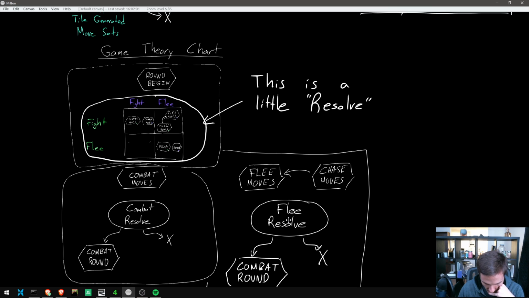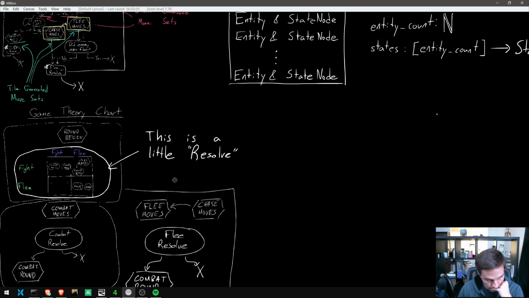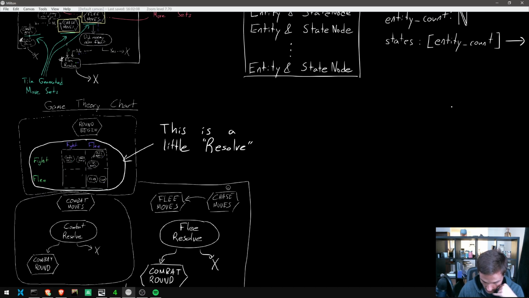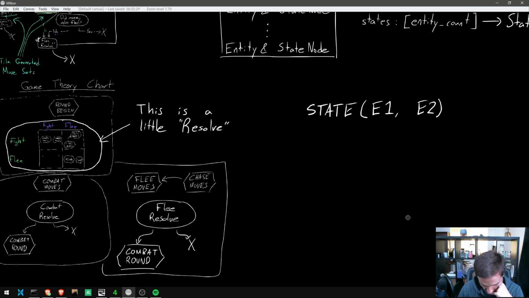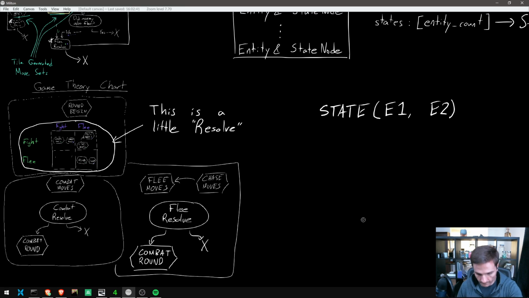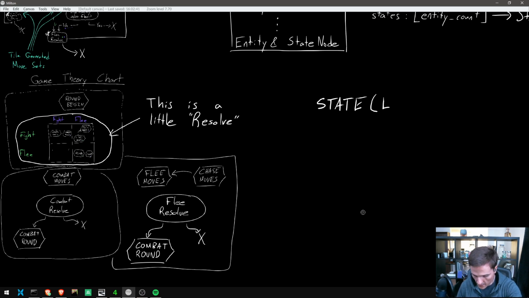Right? So then the structure of each of these is something like a state, and an entity 1, an entity 2, we'll just say that each state comes with a list of entities.